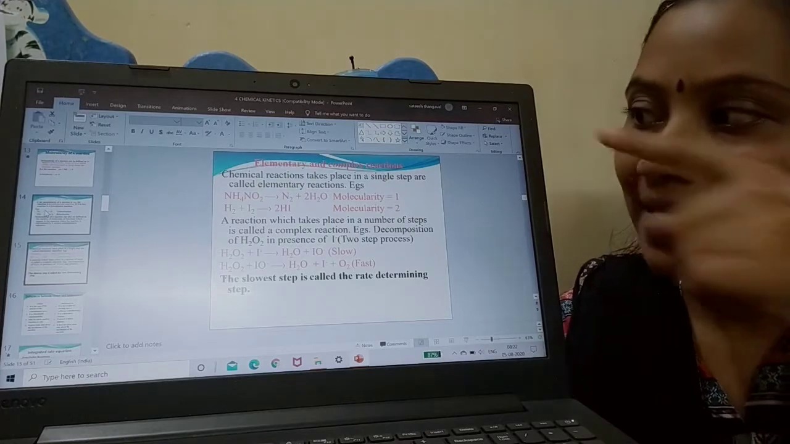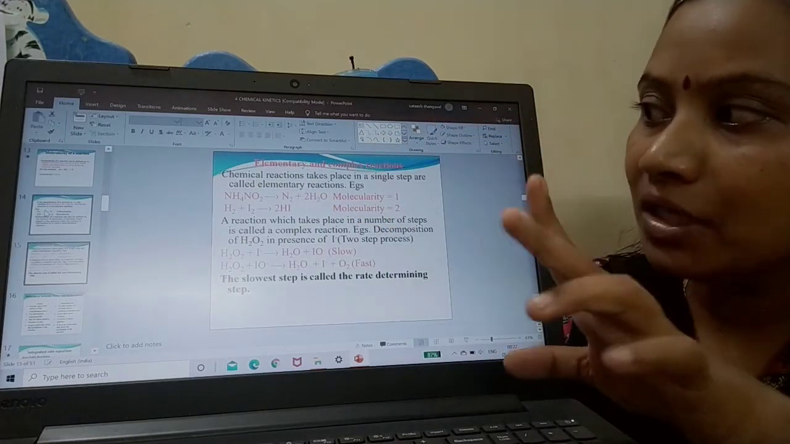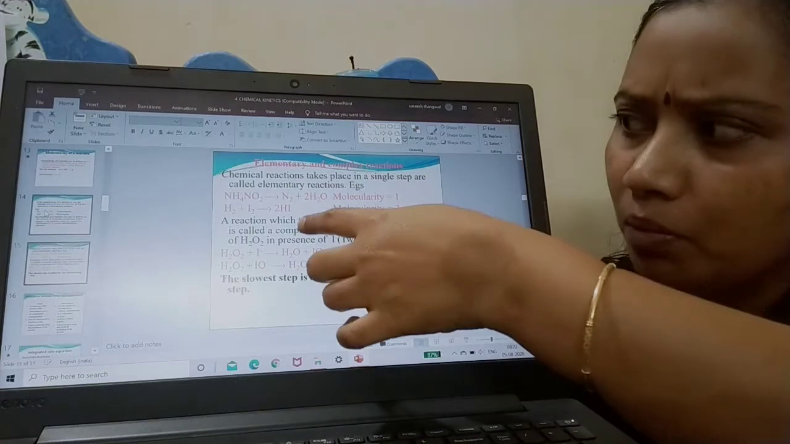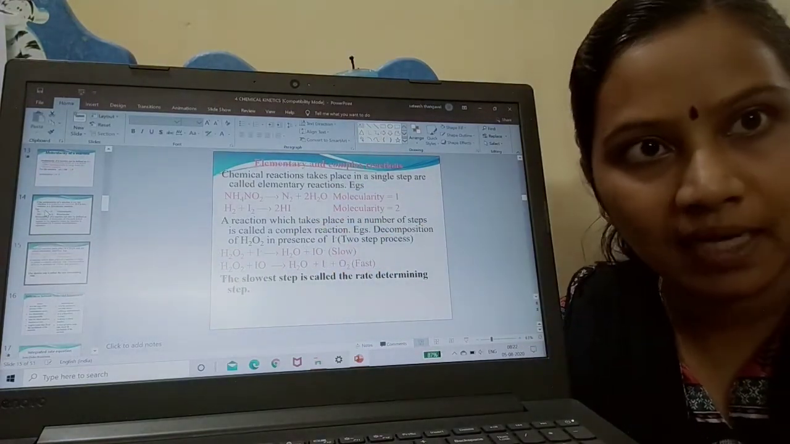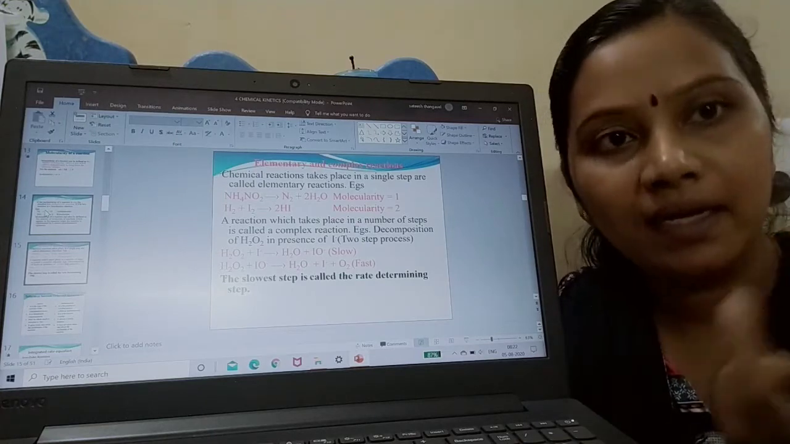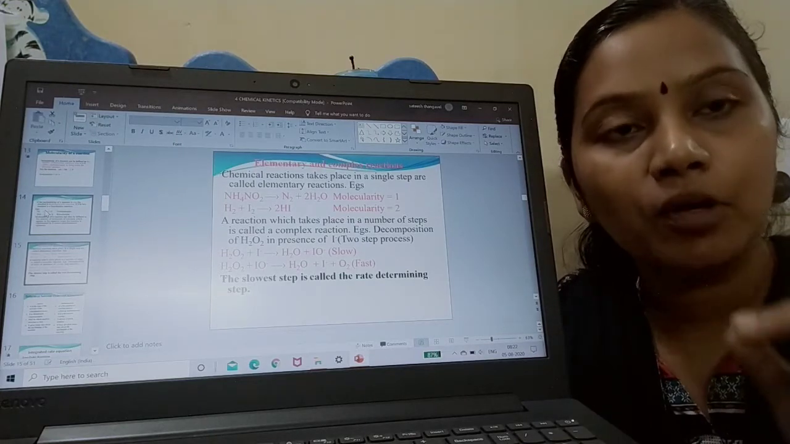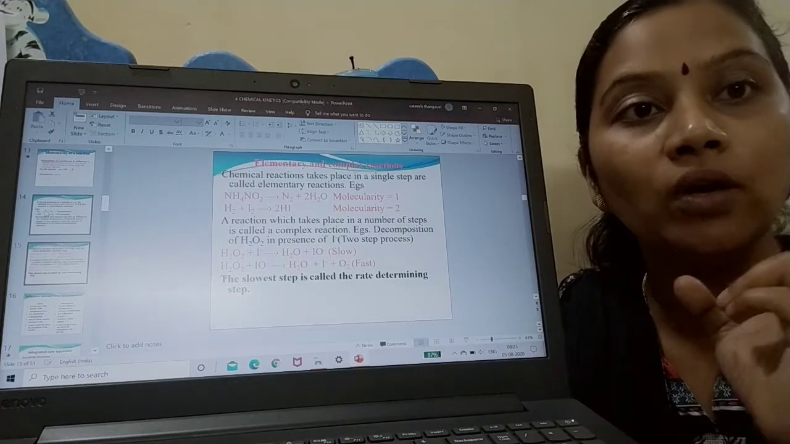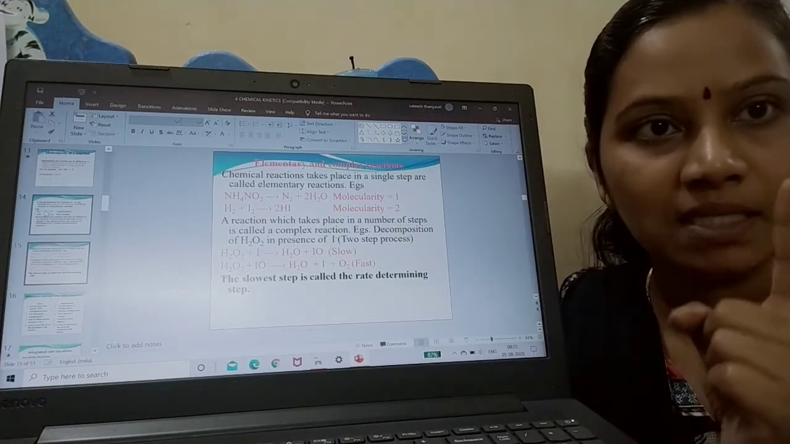So what is an elementary reaction? An elementary reaction takes place in a single step. I can call both of these reactions elementary reactions, because they both take place in a single step, but the molecularity is different. Molecularity indicates the number of molecules of reactants.